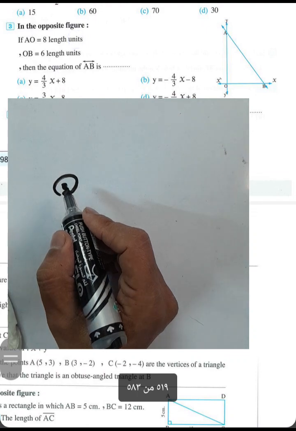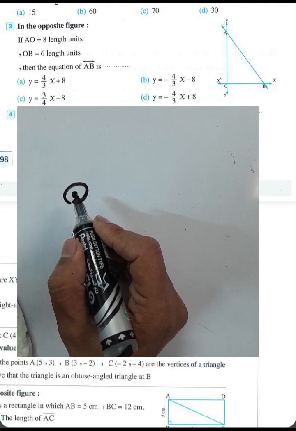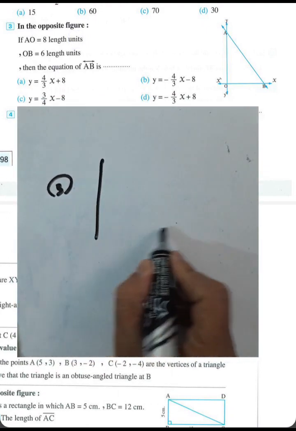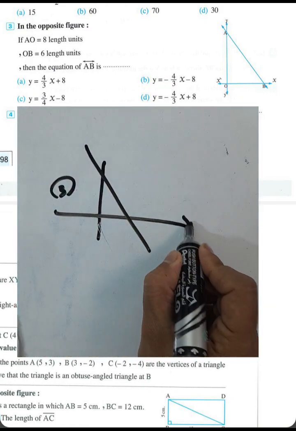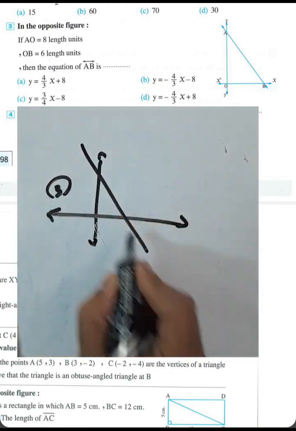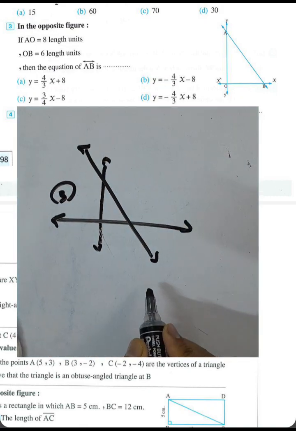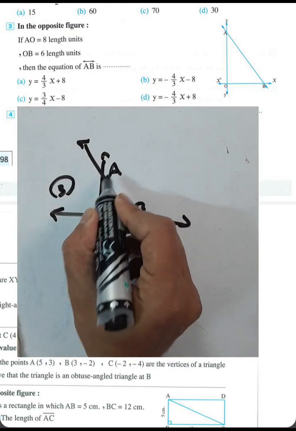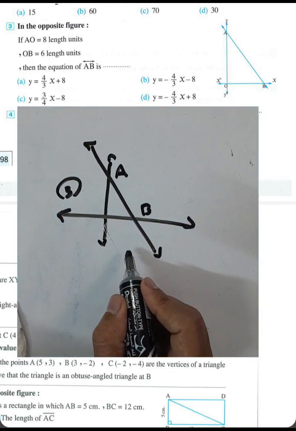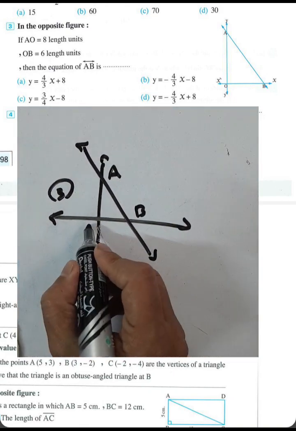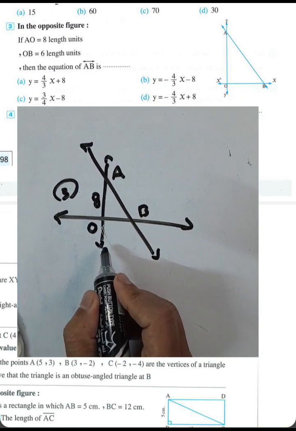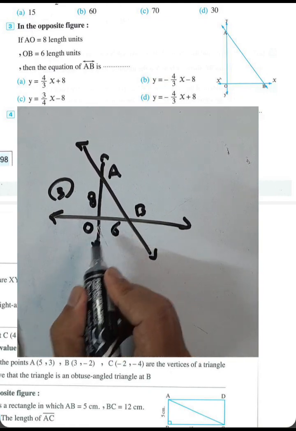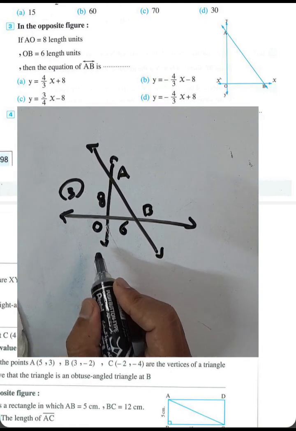In the opposite figure, we have the x-axis and y-axis graphically, and the straight line here cuts them at this point B and this point A, and tells us the length of AO is 8 units and OB is 6 units. Then, what is the equation of straight line AB?